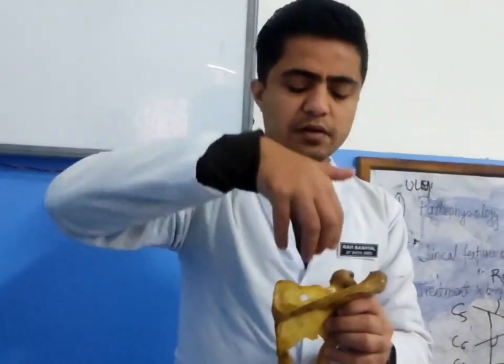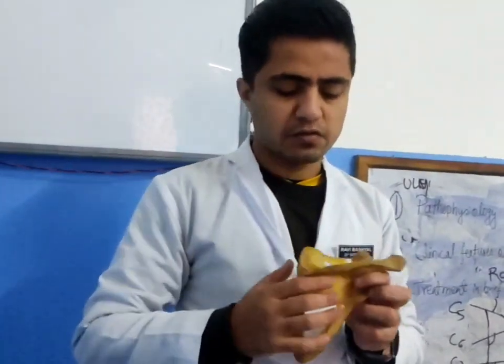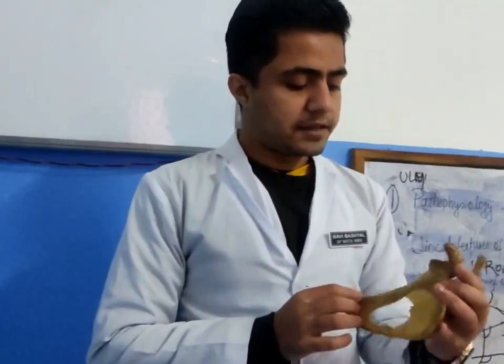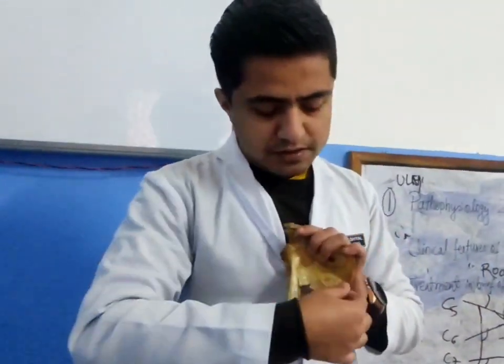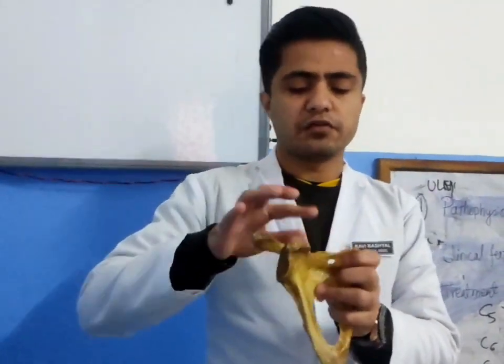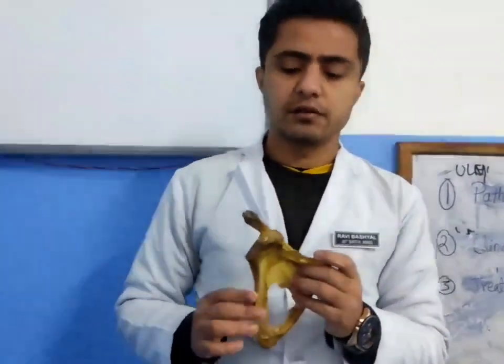What muscles originate from here? The supraspinatus and infraspinatus. There is also the subscapularis muscle. Then this is the lateral border, this is the medial border, this is the inferior angle, this is the superior border and superior angle, and this is the glenoid angle. So there are 3 angles and 3 borders.